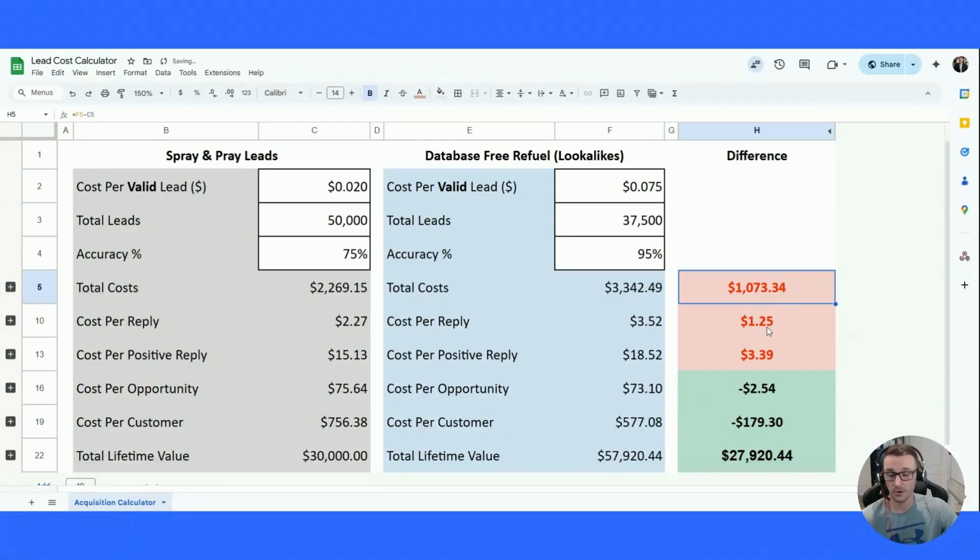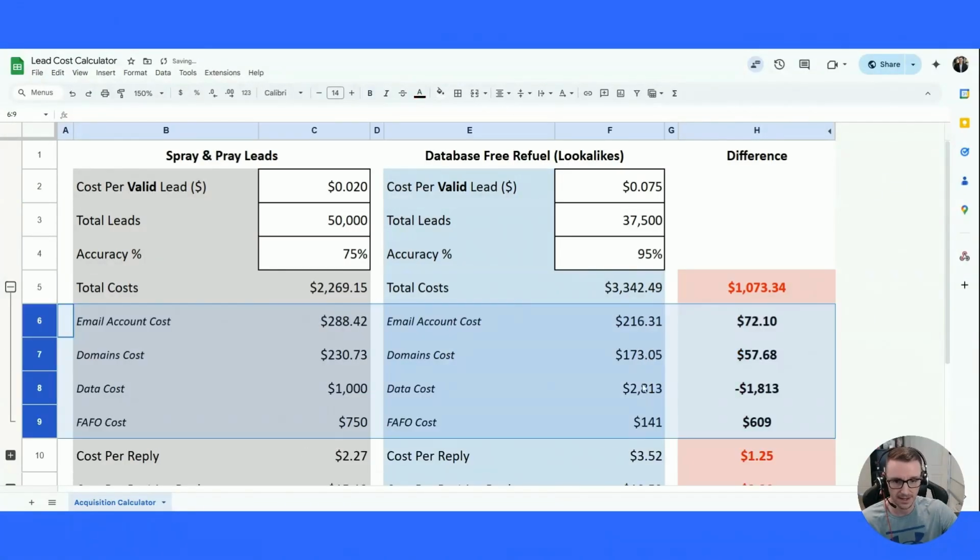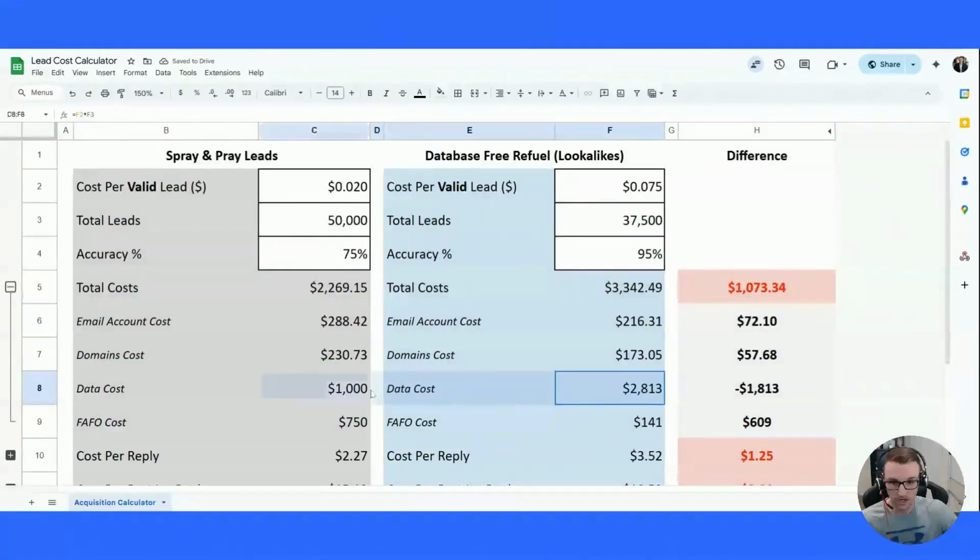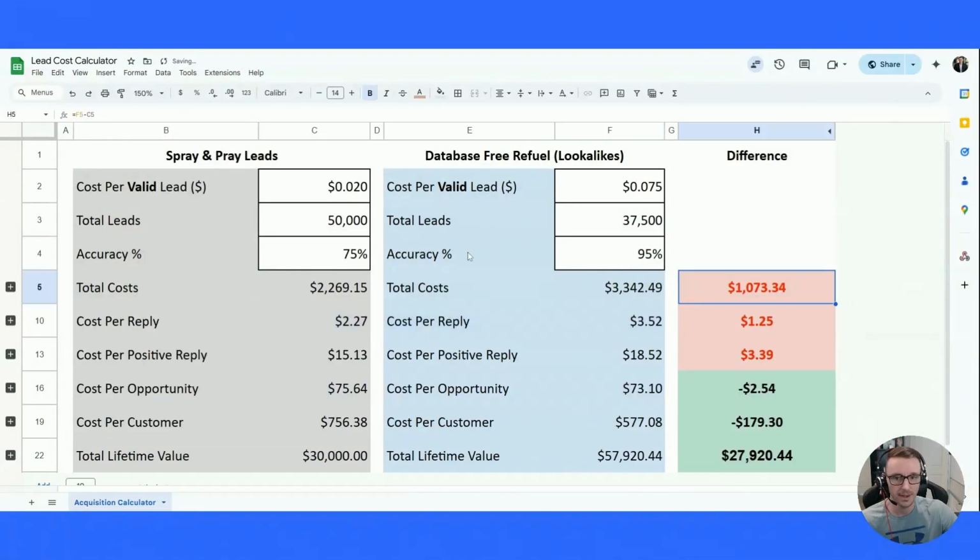Of course, it's going to cost us more for the total cost, and most of that is going to come in the form of our data costs, right? So it is going to be significantly more. And of course, I'm using 50,000 leads and 37,500 leads respectively in here. So it's going to cost us more for data, more for a reply, more for a positive reply. But we're going to start seeing our costs come down for opportunities and our cost per customer, and our total lifetime value is, of course, substantially higher.